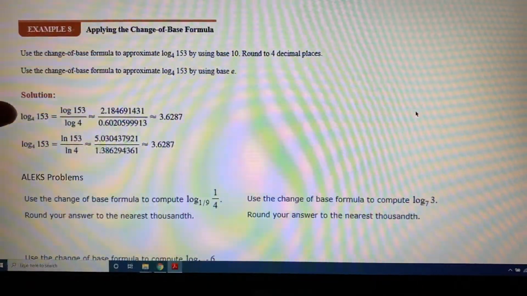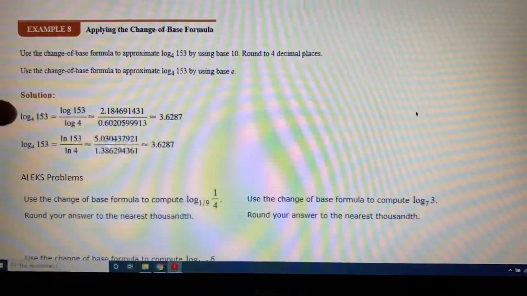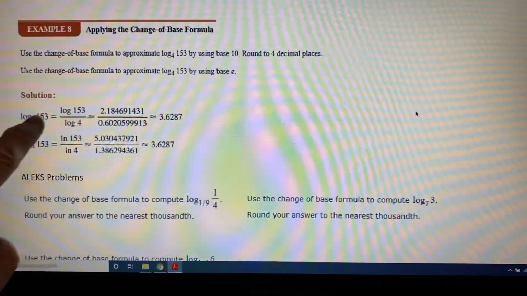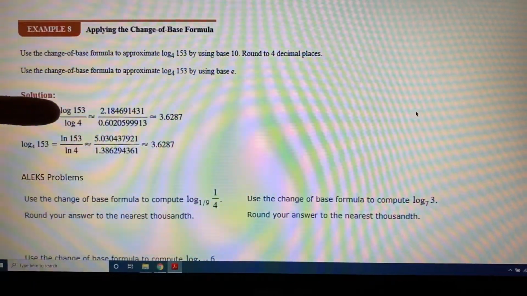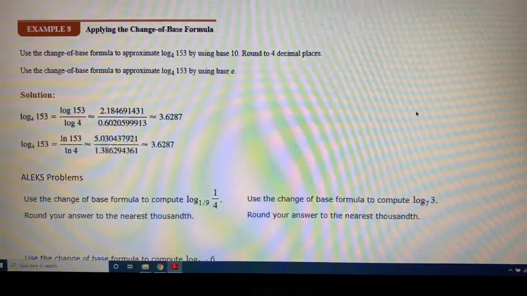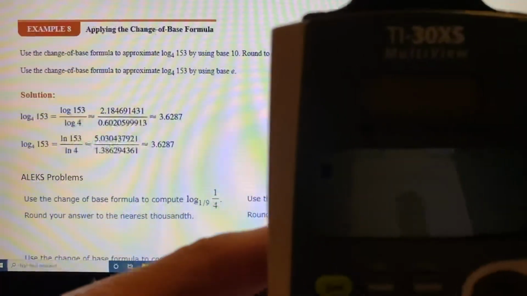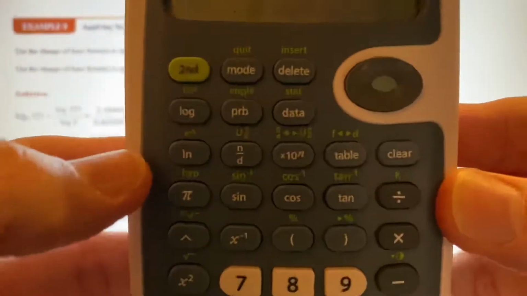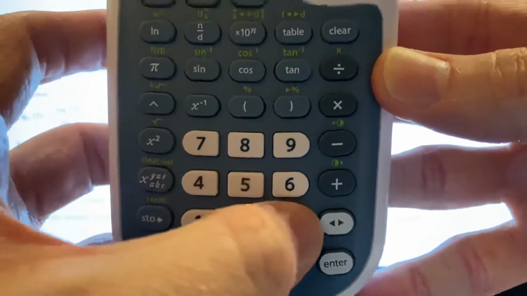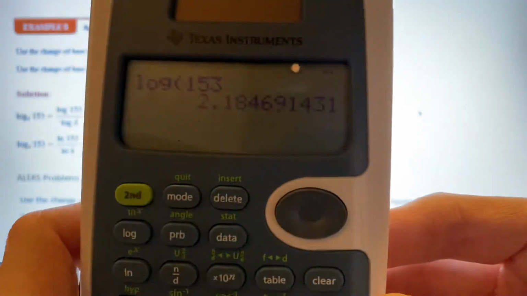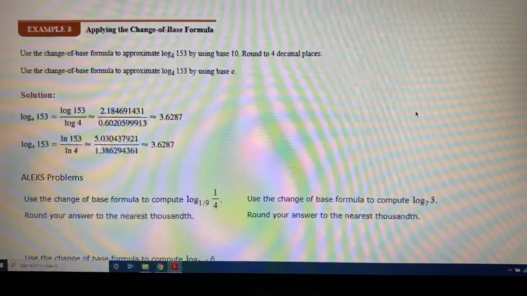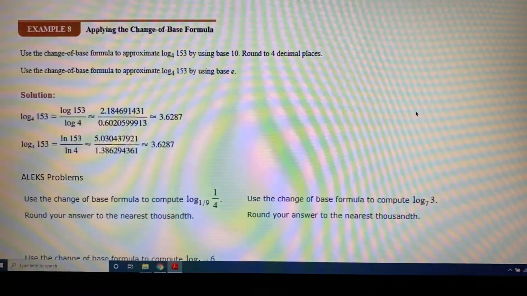Okay, first we're going to use the change of base formula using base 10. So, log base 4 of 153. The up goes up and the down goes down. So we need to calculate log of 153 divided by log of 4. Okay, so let's put that in our calculators. So first, log of 153. The log button on your calculator is right here. So log of 153, and when we enter that, we get 2.184691431. And if we look in our textbook, that's the exact same value that we see there.